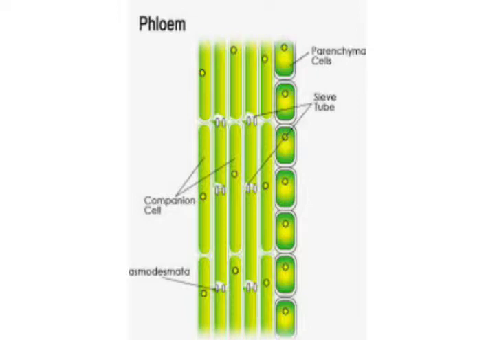And C is phloem fibers. They provide mechanical strength to the tissue. The last one is phloem parenchyma. They help in storage and slow lateral conduction of food.